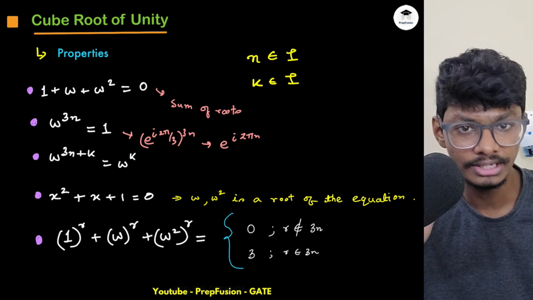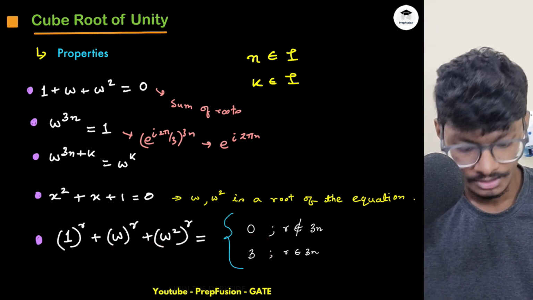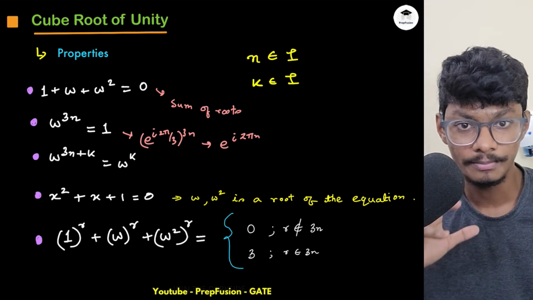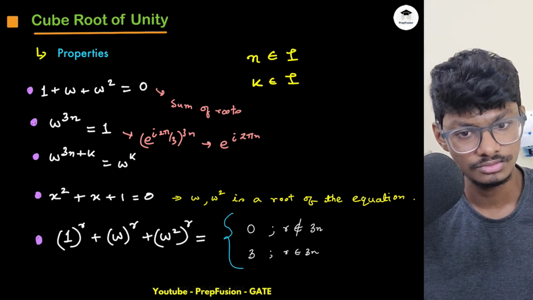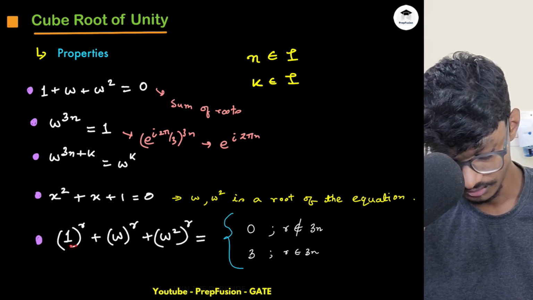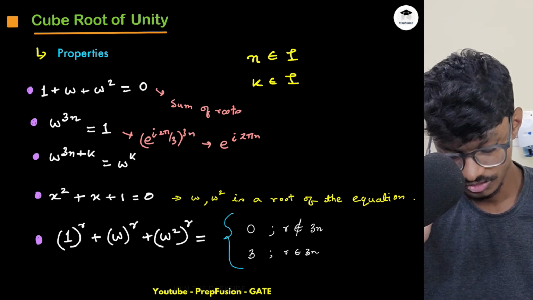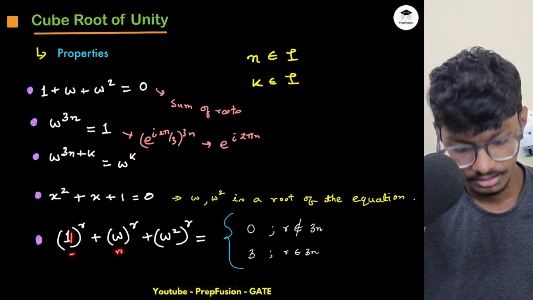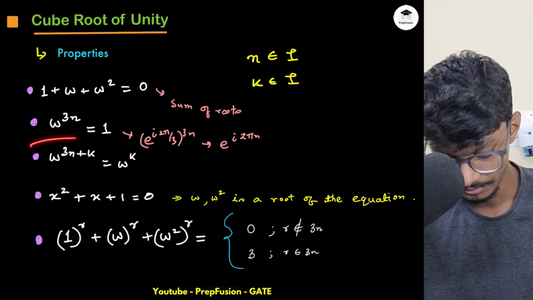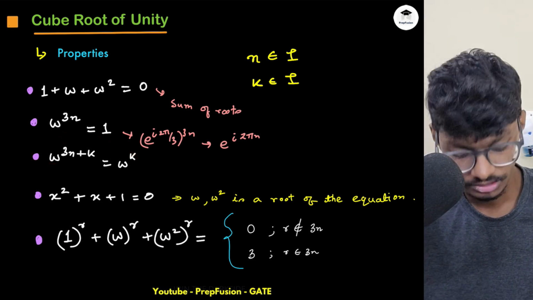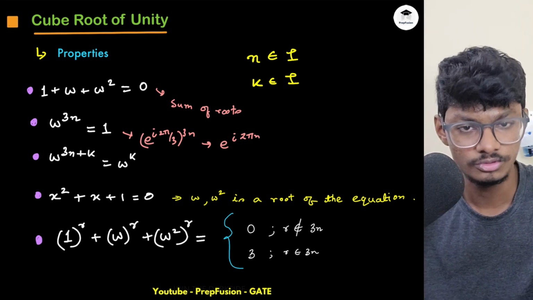So whenever r is a multiple of 3, that is 3n, I will always have the result as 3 if I add these 3. But if this is not a multiple of 3, if this is something else, let's say 2, what will happen? This will always be equal to 0. So if r is equal to 1, this will be 1 plus omega plus omega square, which is 0. If r is equal to 2, this will be 1 square, which is 1 again, plus omega square, plus omega raised to power 4. What is omega raised to power 4? Omega cube into omega. I'm using this property. Omega cube is 1, so omega is there. So again this becomes 1 plus omega square plus omega, so this also becomes 0. You can deduce and you will get the same result.